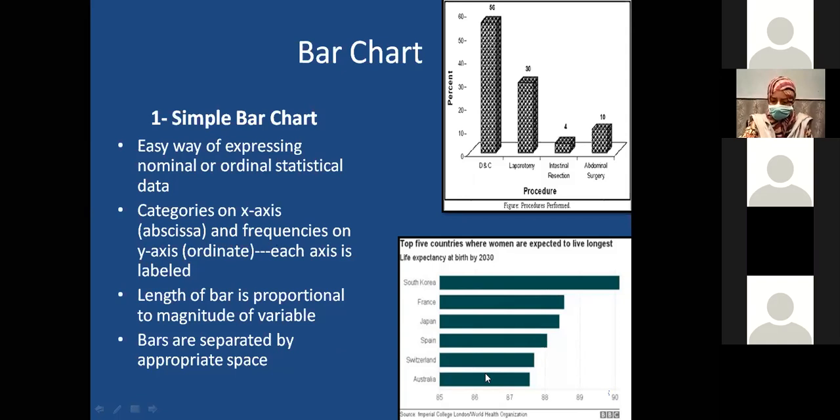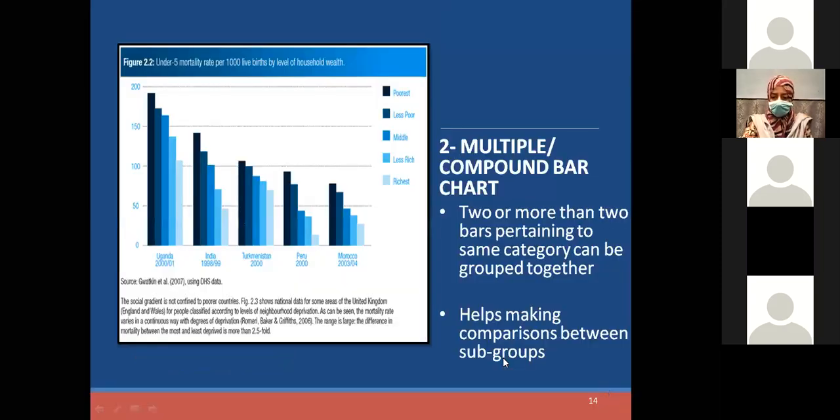For example, this is a graph that has a label. It shows the top 5 countries where women are expected to live the longest, life expectancy at birth by 2030. You can see that South Korea tops all of them, at 90 years and above. Women can live for 90 years and above. Then come France, Japan, China, Spain, Switzerland, and Australia. So this is a very clear description of the life expectancy of women.